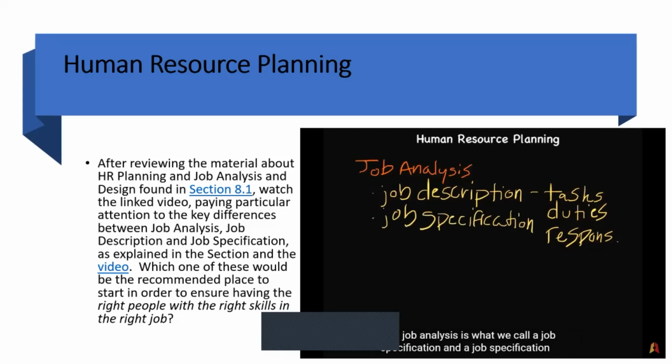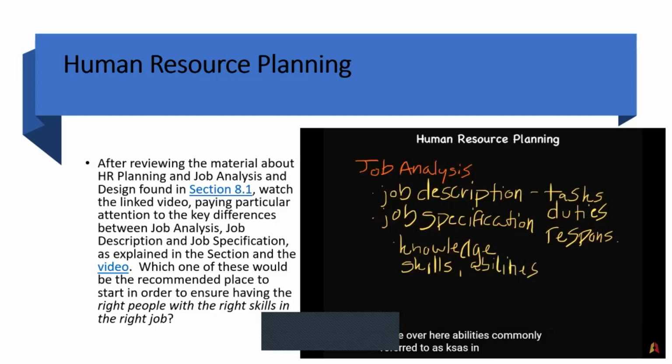And a job specification produces a couple different things, similar to a job description. It produces what we call knowledge, skills, and I'll write over here, abilities. Commonly referred to as KSAs in human resource circles. And so knowledge, skills, abilities. What we're trying to outline here are the knowledge, the skills, and the abilities that a qualified applicant should possess to perform this job effectively.